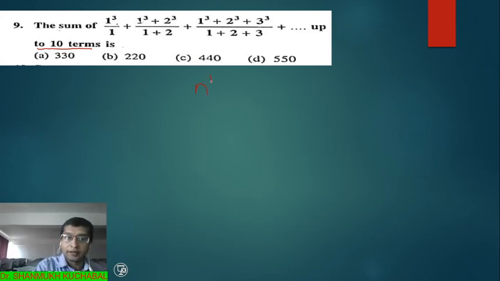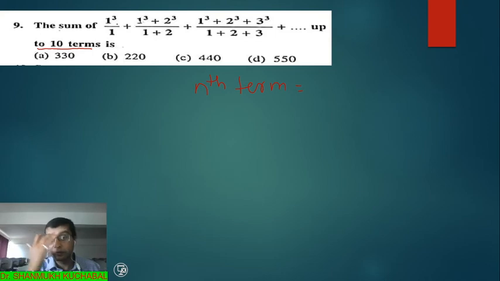So nth term equal to, you are familiar with this, 1 cube plus 2 cube plus 3 cube, we can write it as summation of n cube. You understood why we have taken the sum of n terms, summation n cube. The denominator is 1 plus 2 plus 3, an addition of terms, so we take summation n.